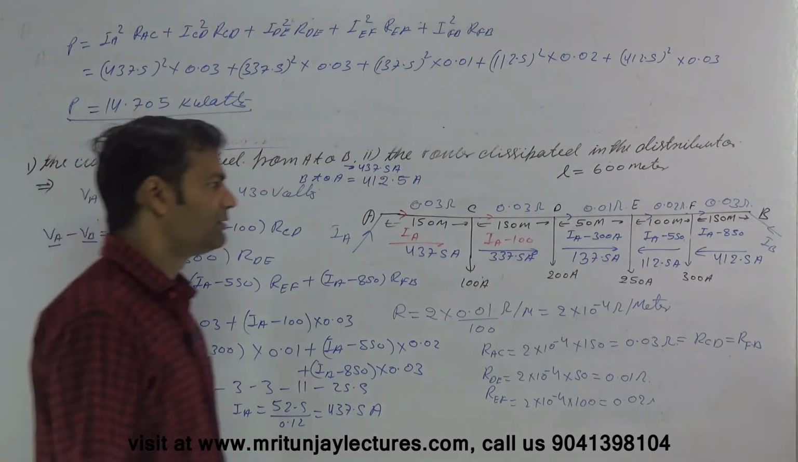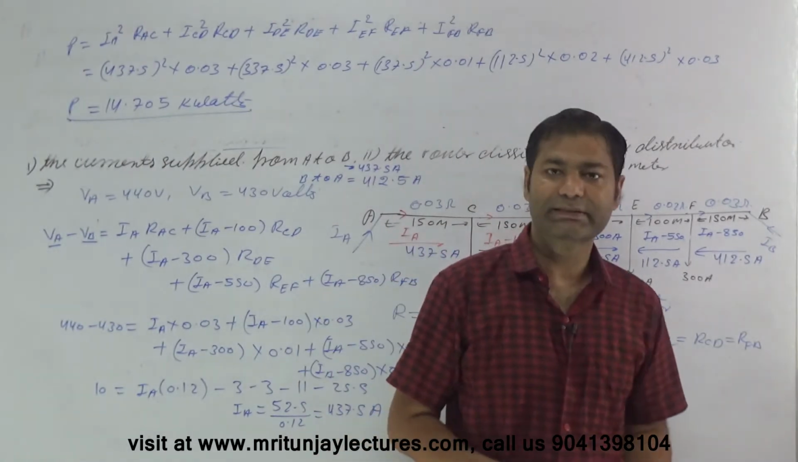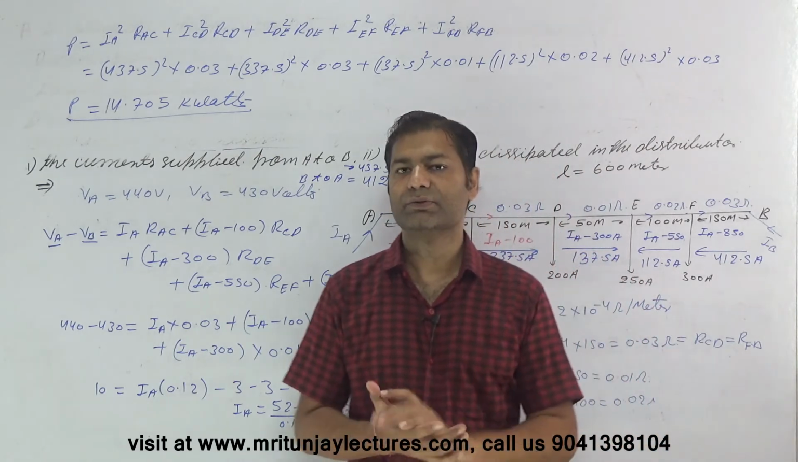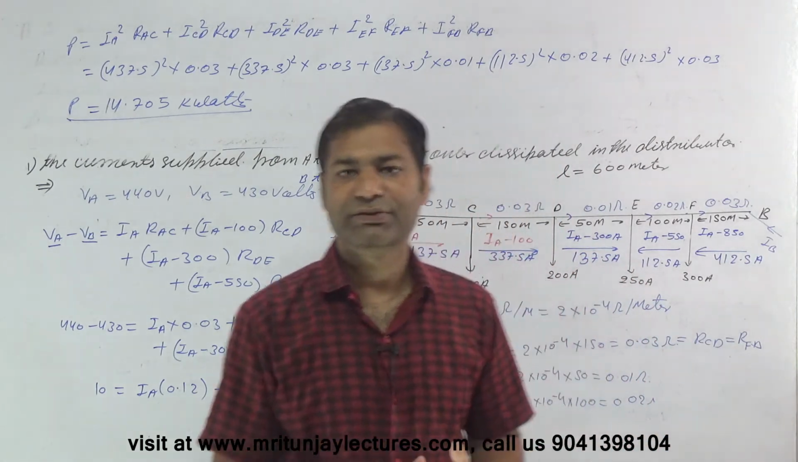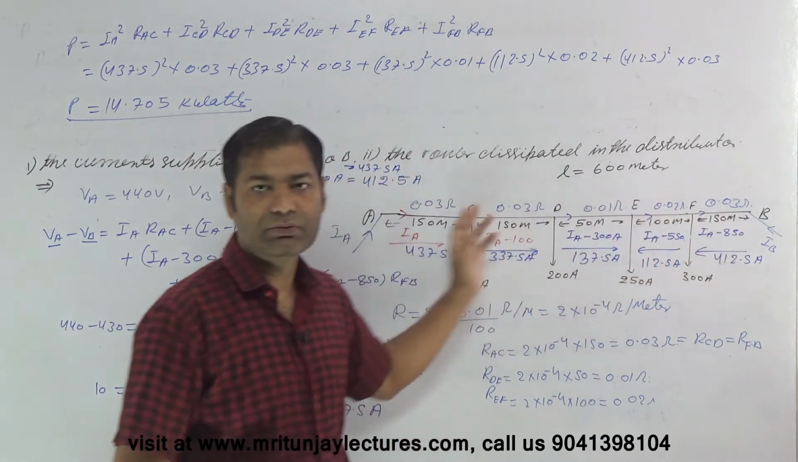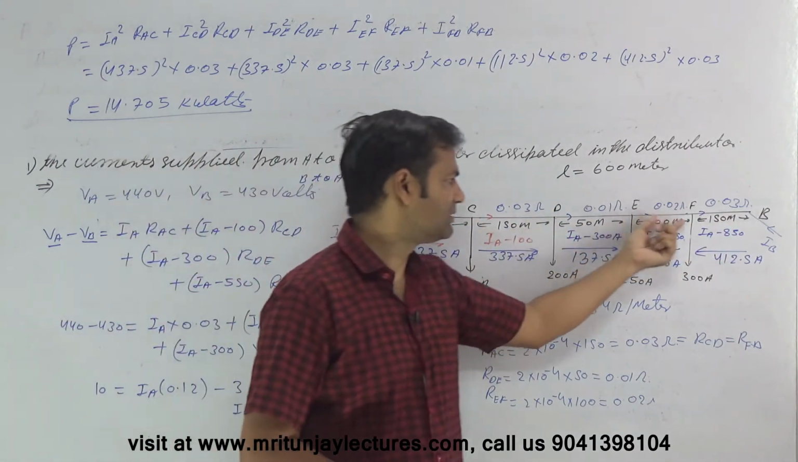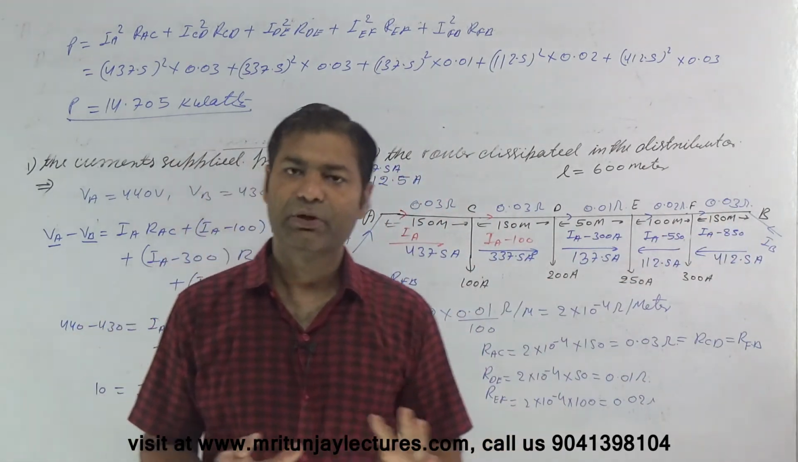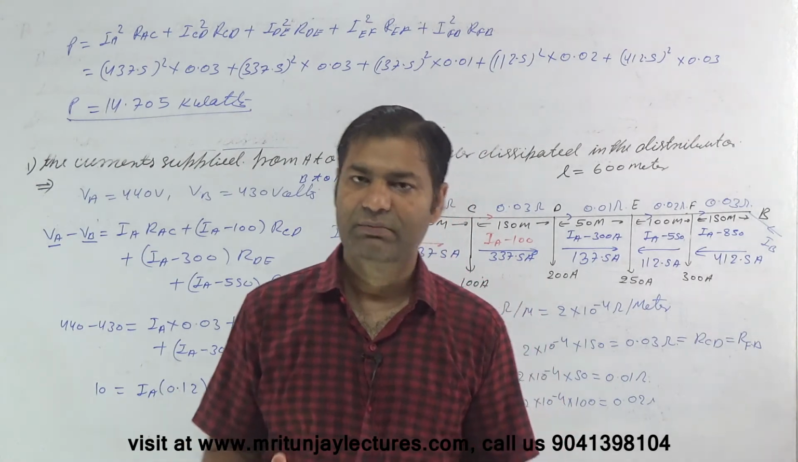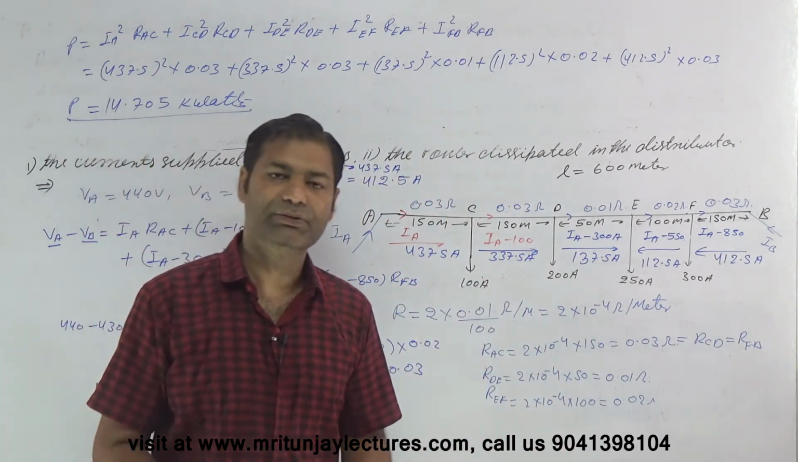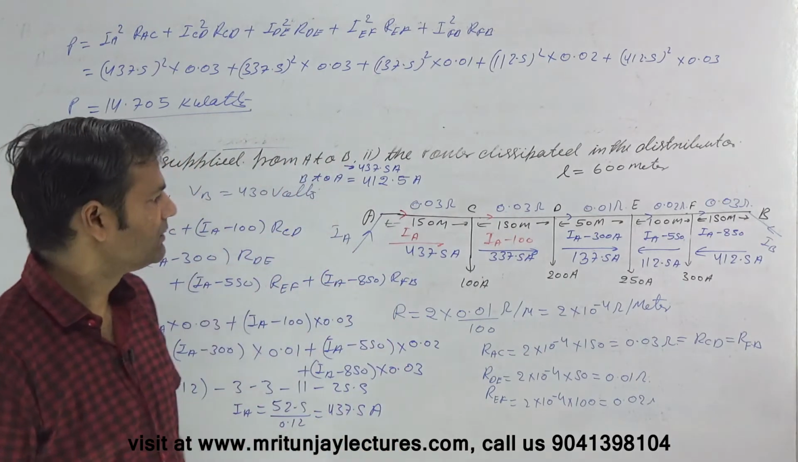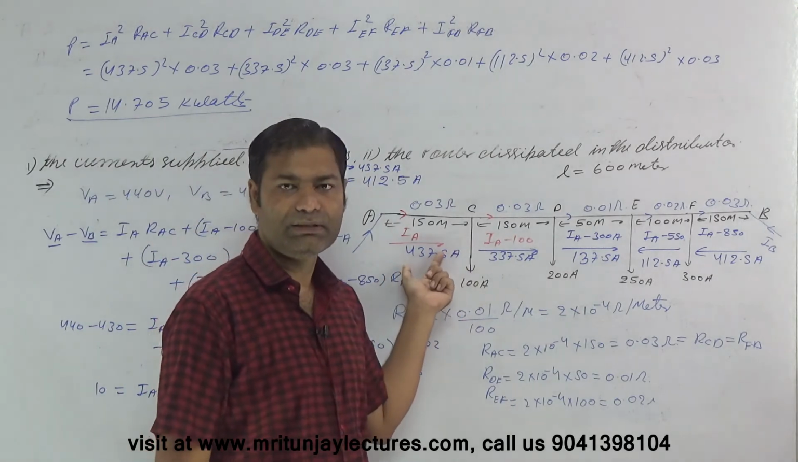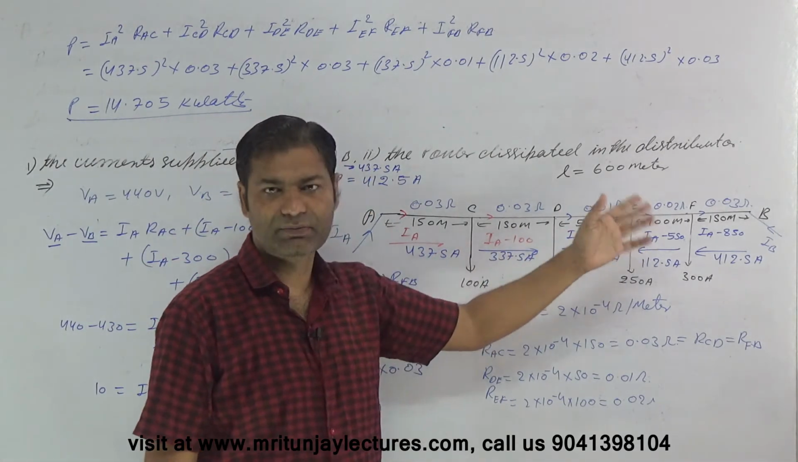It's very simple. First of all, determine all section resistances, and after that the current in all sections. After that, the voltage drop VA minus VB is equal to the sum of the voltage drops across this one, this one, this one, this one, because of the direction of current here. With this formula you can determine IA. After IA you can determine all section currents, IA minus 100 or whatever.